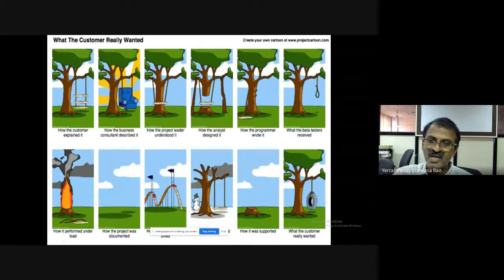For example, in the last image, the customer wants a small swing, a small tire tied to a tree. That's what the customer wants. But see how it is projected at various stages: some sofa, or some swing, or whatever. So we need to understand whether what we are developing is satisfying the customer's requirement or not.